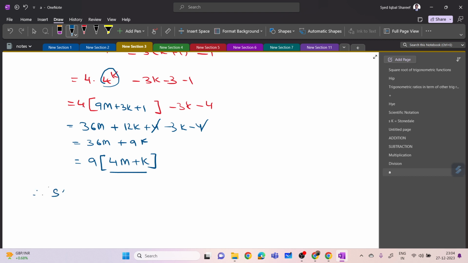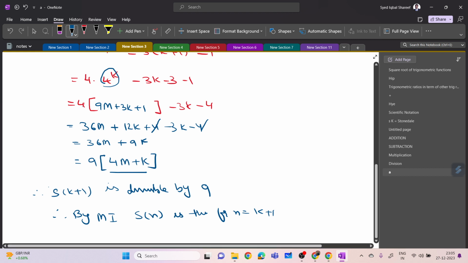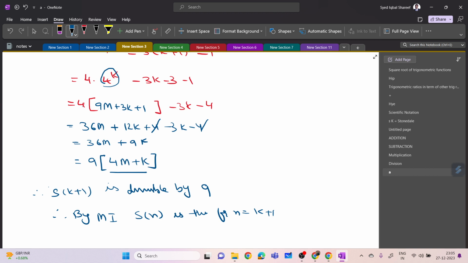So therefore, S of k plus 1 is divisible by 9. Therefore, by mathematical induction, S of n is true for n equal to k plus 1. The same thing; here we are also doing the same thing, but here we are proving the divisibility. There we were going by the induction process. This is also mathematical induction, but we call it complete induction for this type of problem.